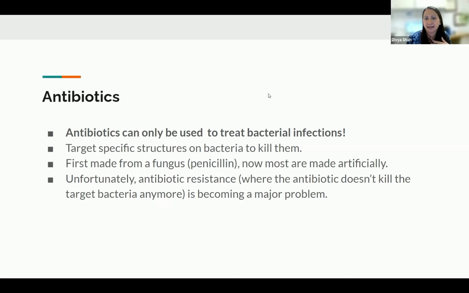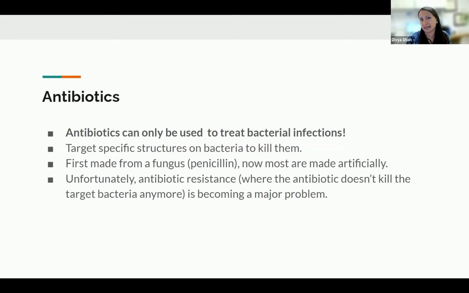Starting with antibiotics. Antibiotics can only be used to treat bacterial infections. This is a very important point of this talk. How do antibiotics work? They actually target specific structures, usually on the outside of bacteria, to target and kill them. Viruses don't have those same structures, so antibiotics are simply not effective against viruses. Antibiotics used to be made from a fungus back in the day when we first made penicillin, but now most are made artificially. And unfortunately, antibiotic resistance is becoming a major problem.